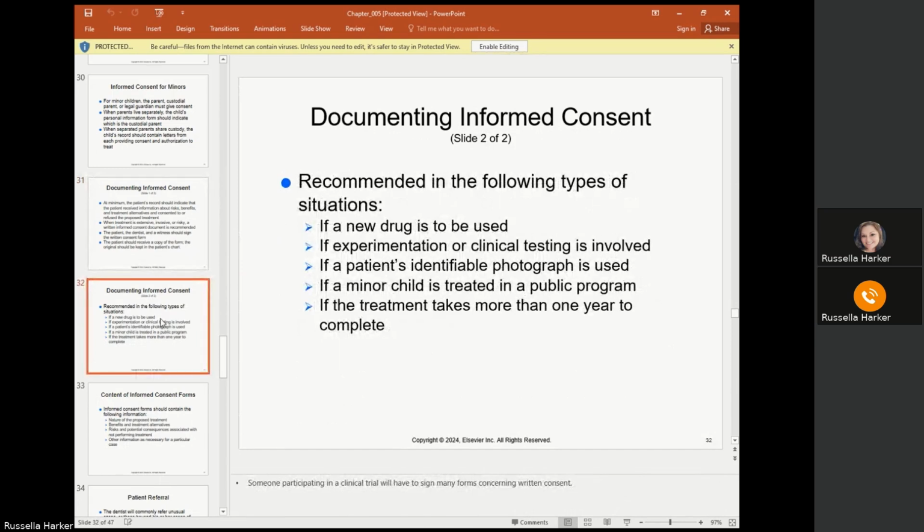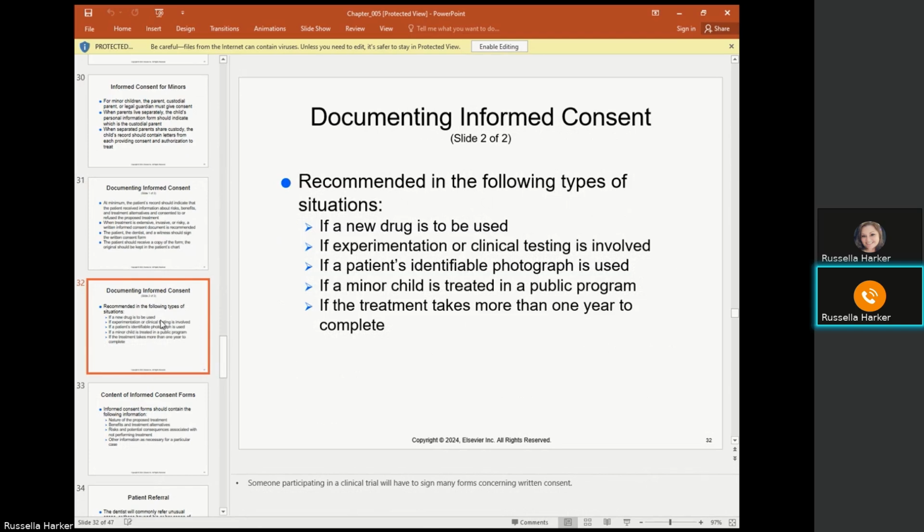So we recommend informed consent, especially in these following types of situations. If a new drug is to be used on the patient, if experimentation or clinical testing is involved, if a patient's identifiable photograph is going to be used, if a minor child is treated in a public program, and that's meaning like a lot of elementary schools will have a sealant program or a hygiene program where they go and clean the children's teeth or put sealants on their teeth at no charge to the parent or a very minimal charge. With those programs, the provider has to have gotten informed consent from the parent or guardian prior to treating that child.